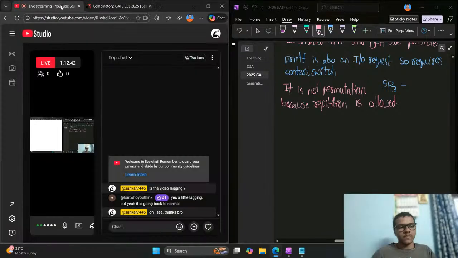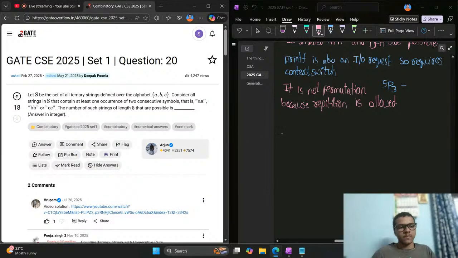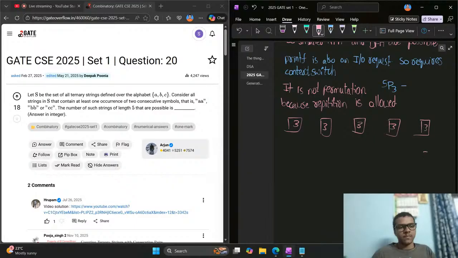Whenever you are given a question like at least one, anything out of ABC can be chosen, and anything out of ABC. So that is 3 power 5 total combinations possible. 27, alright, 3 cubes. That's it. 9 twos are 18. 243 possible combinations.